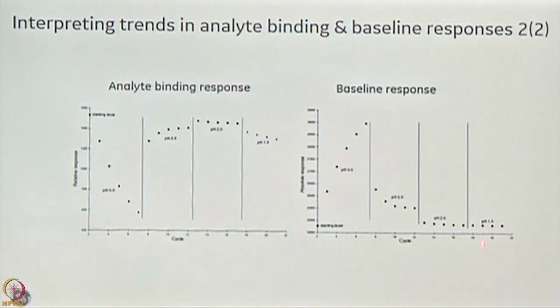But if you look at 1.5, your baseline is stable, but your binding is dropping. When it is too harsh, it is not necessarily going to strip out your ligand, so your baseline typically remains stable, but your binding goes down. That is your harsh condition. So this is again a very good way to find out your regeneration condition.